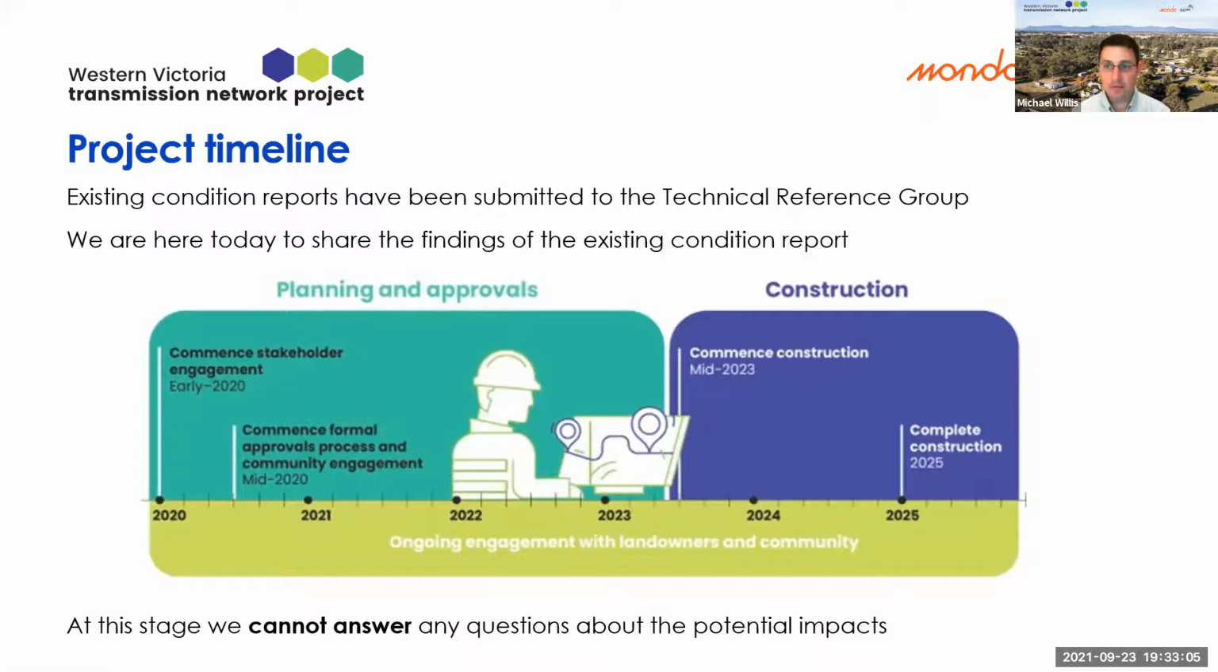Just by way of overview, the diagram here gives you a representation of the process of the project. We're in the middle of the planning approvals phase. We're working through the EES and the studies associated with it currently. The studies have two halves to them. One is to look at the existing conditions, which is what you're going to hear about today. And all the studies are overseen by an independent group called the Technical Reference Group, who reviews all of these studies as they come through.